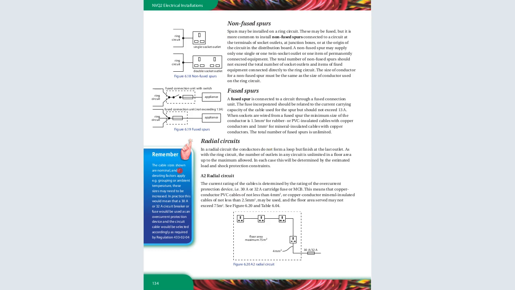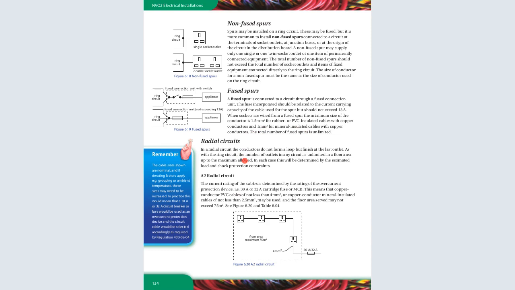Then the fused spur. A fused spur is connected in a circuit through a fused connection unit. So the fuse incorporated should be related to the current carrying capacity of the cable used for the spur, but should not exceed 13 amperes. So the sockets are wired through a fused spur, and the minimum size of conductors is 1.5 millimeters square for rubber or PVC insulated cables with copper conductors, and 1 millimeter square for the mineral insulated cable, which are normally used in industries.